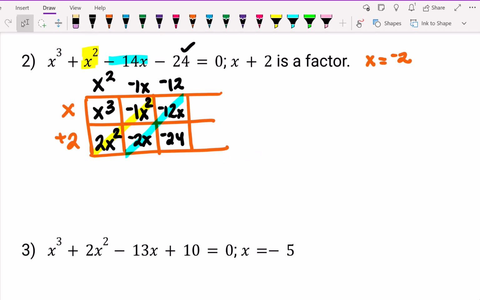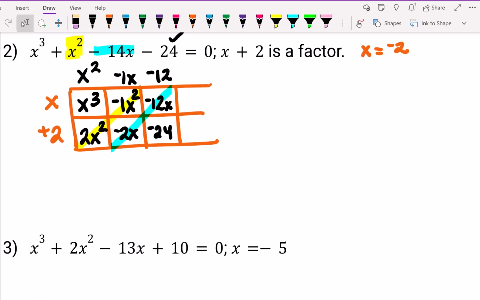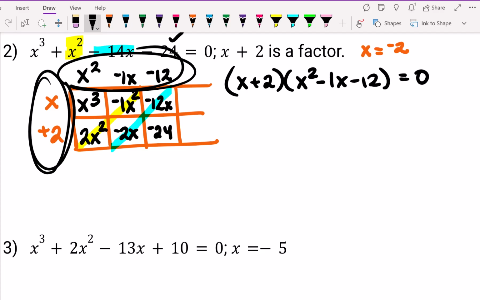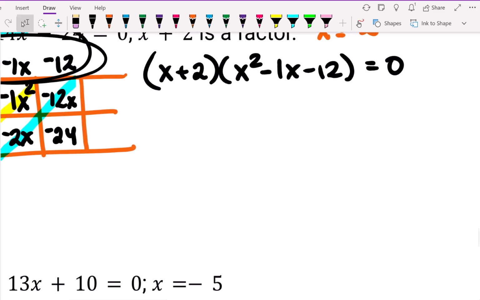So everything looks good. So basically what I have here is that I know if I multiply x plus 2 times this, I'm going to get exactly what I'm trying to solve. So I'm going to write it x plus 2 times x squared minus 1x minus 12, and all of this is going to be equal to 0 because I want it to be equal to 0 to be able to solve it.